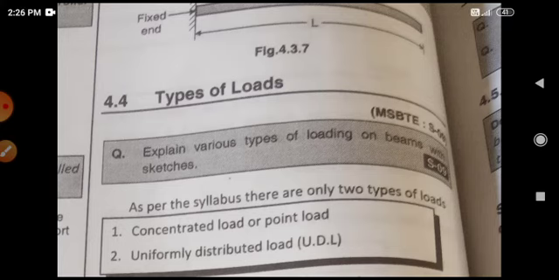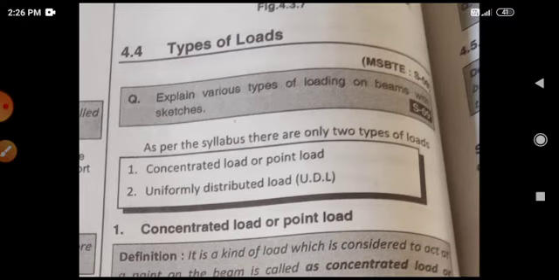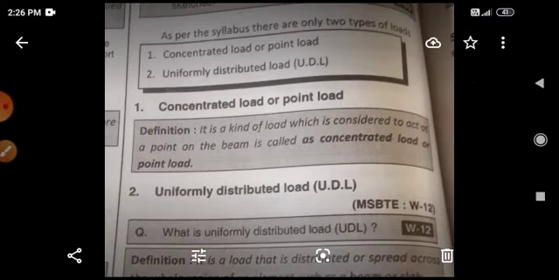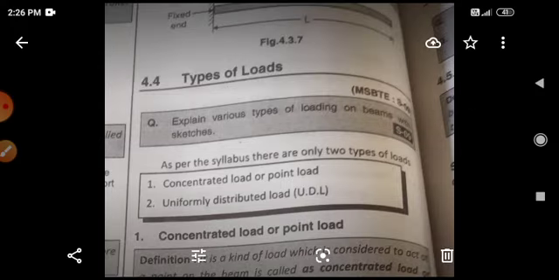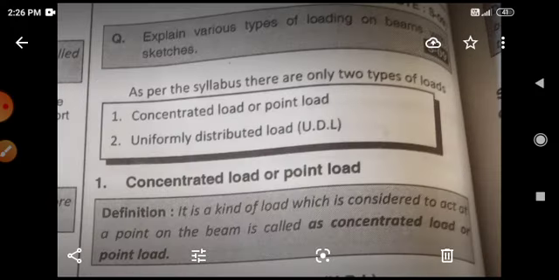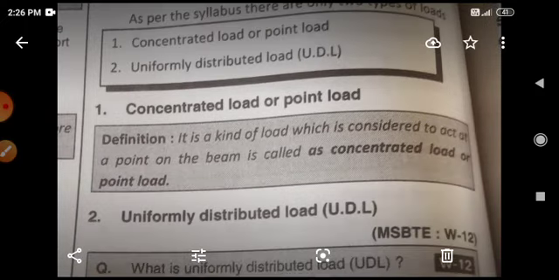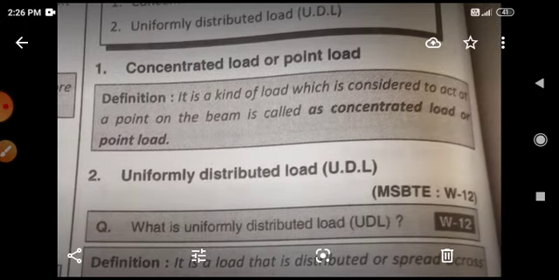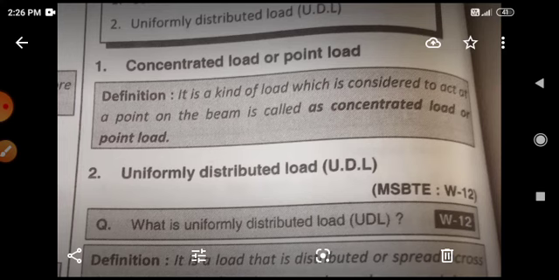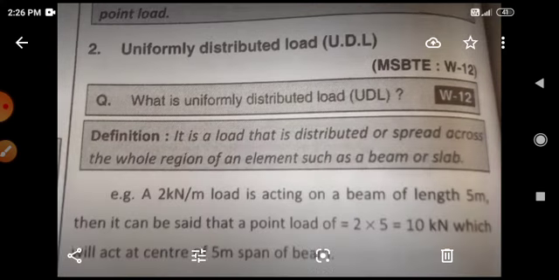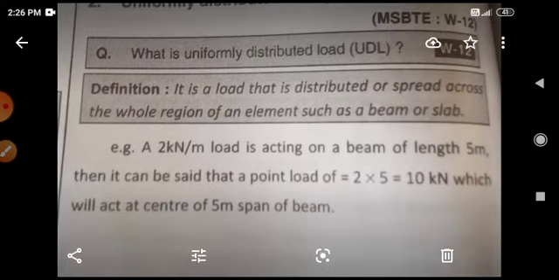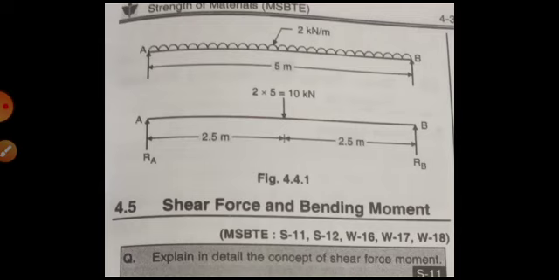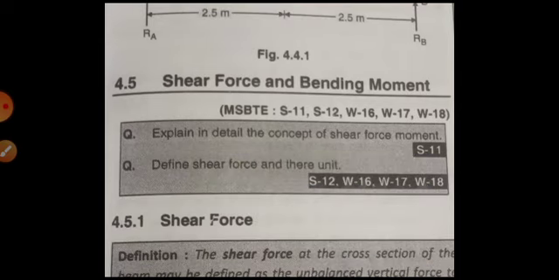Let's start today. It is the type of loading. I think this is also something we have studied, that is UDL and concentrated load, or we can say point load. What is concentrated? It is a kind of load which is concentrated at a point. And what is uniformly distributed? It is spread across the whole region. We also have discussed its examples.